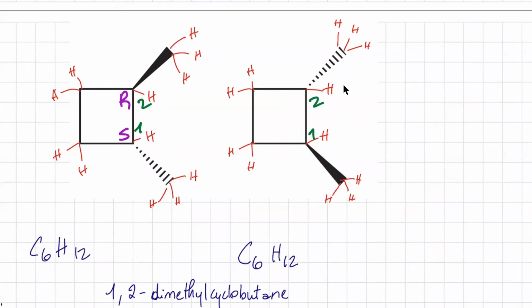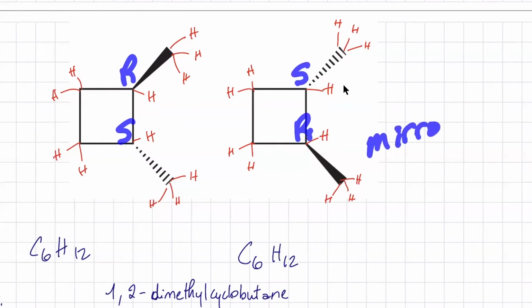Now, even for stereoisomers, they can be either enantiomers or diastereomers. I think you get the idea of numbering. If, for example, we have R and S for one structure, and the other one is the perfect opposite, S and R, then we talk about enantiomers. They are mirror images of each other, okay?